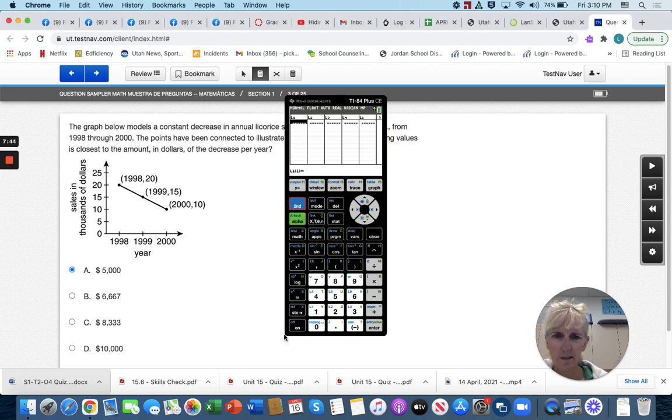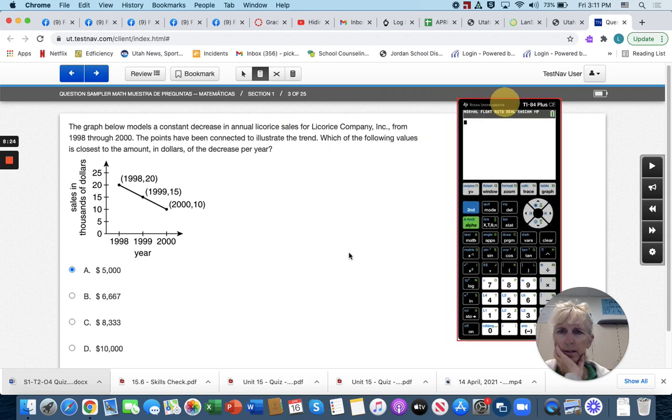Let's see, go second, clear. All right, so you could just use the calculator there to figure out 20 minus 15 is 5. I don't need to do that. Okay, we go on to the next question.